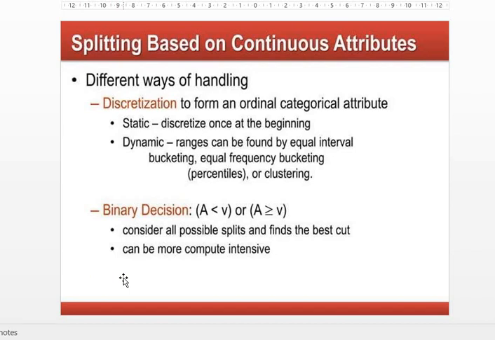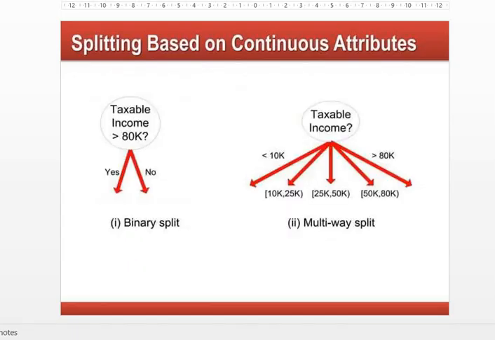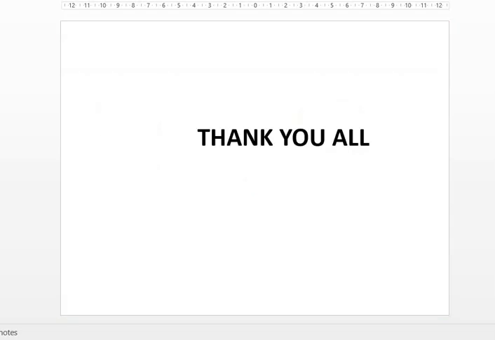So what are the different ways of handling this continuous attribute? One is discretization and second one is binary decisions. So these are the various classification techniques we are using in machine learning as well as data mining. So thank you all.